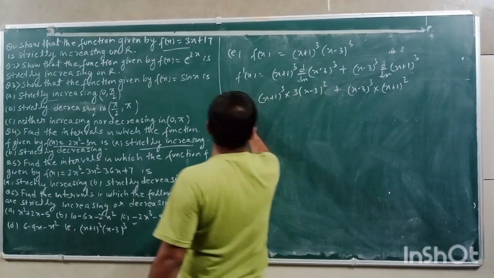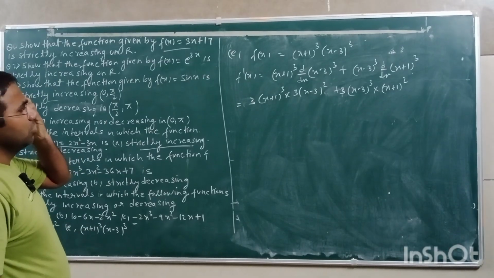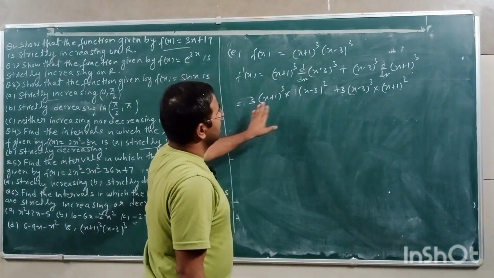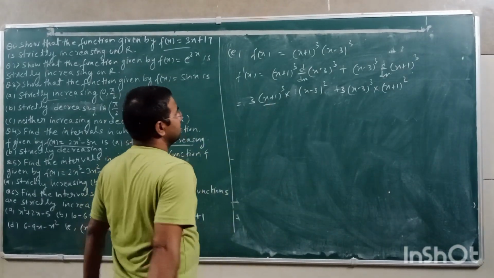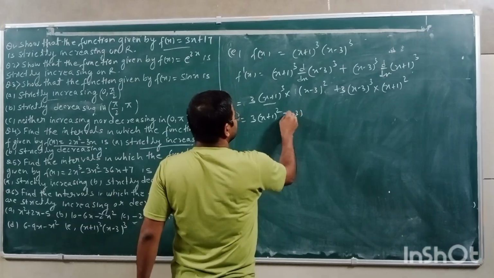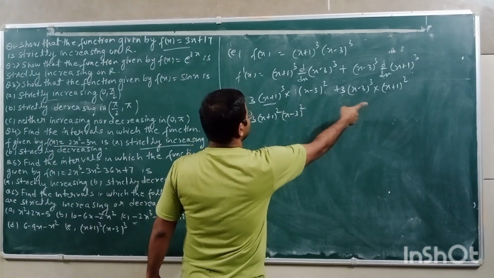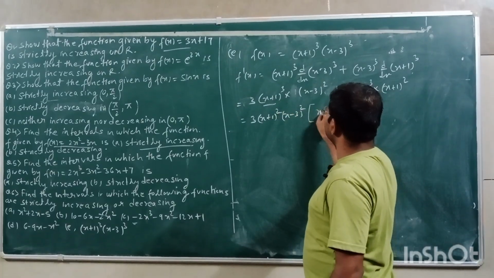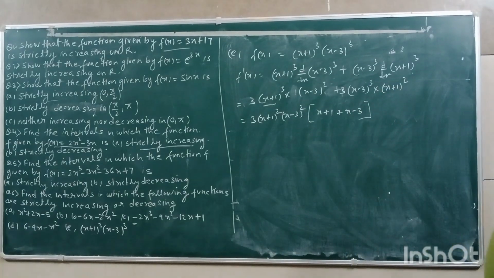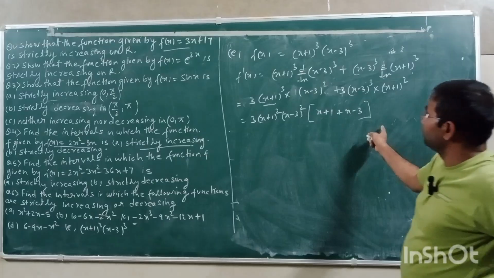Here 3 will come, here also 3 will come. So see here, this will be the derivative. We have written 3 already, so remove 3 from here. Now see if any common term is there. 3(x + 1)² is common and (x - 3)² is common in both. Then in the bracket what will come? (x + 1) will come, and here plus (x - 3) will come. So from here (x + 1)² is common, and from this and this (x - 3)² will come.